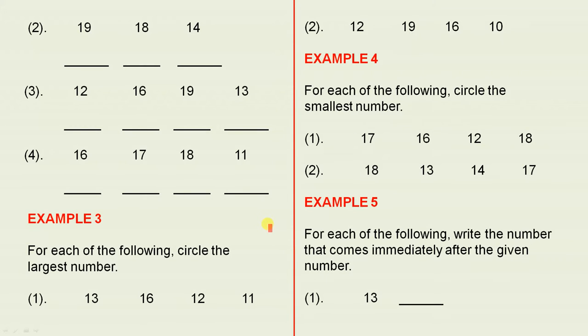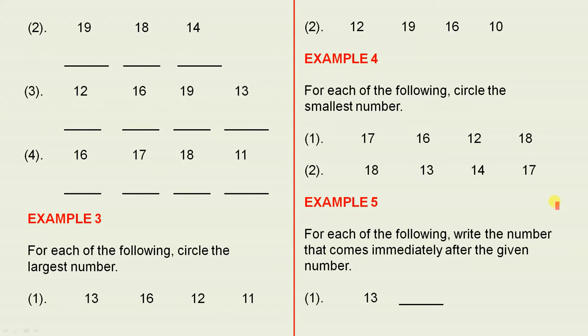Example 3. For each of the following, circle the largest number. So you pick the largest number out of those four there and circle it. And you do the same there. For each of the following, circle the smallest number. Pick the smallest number out of those four and circle it, and do the same here.